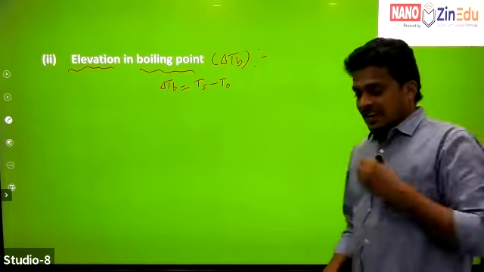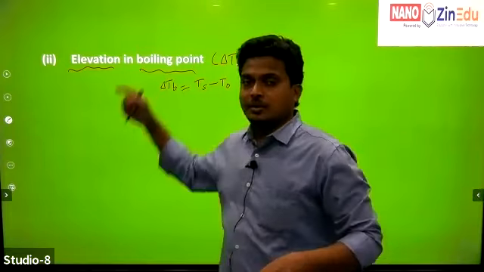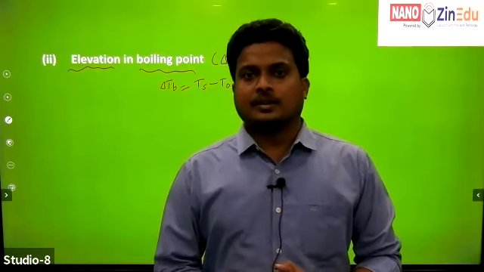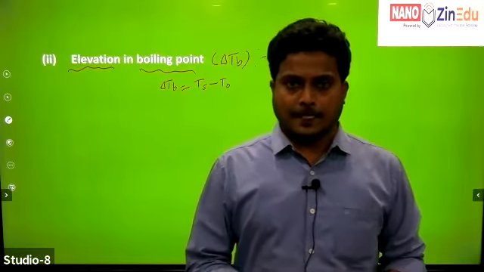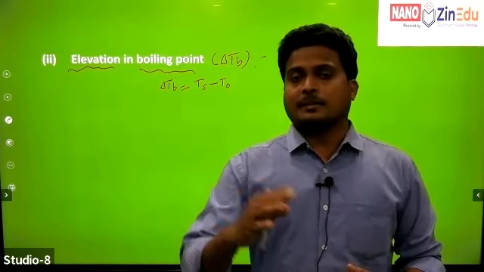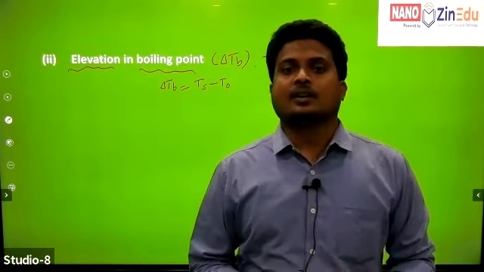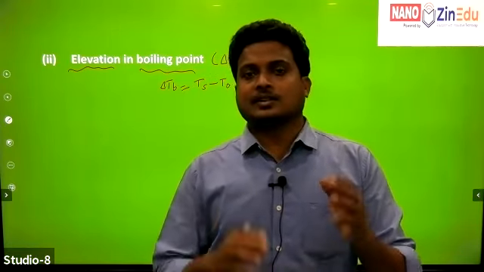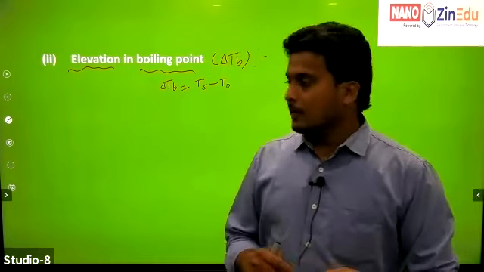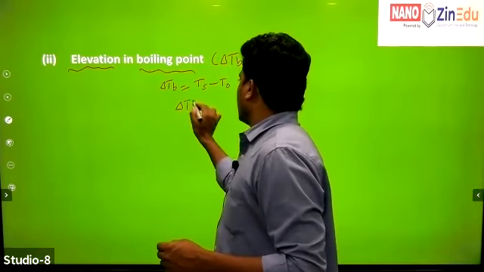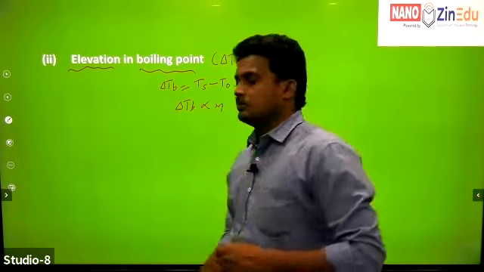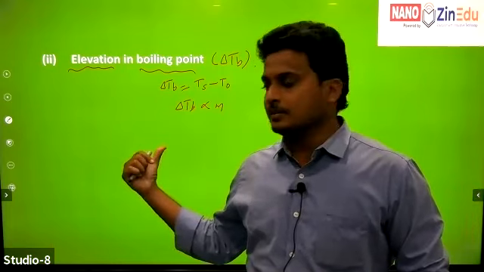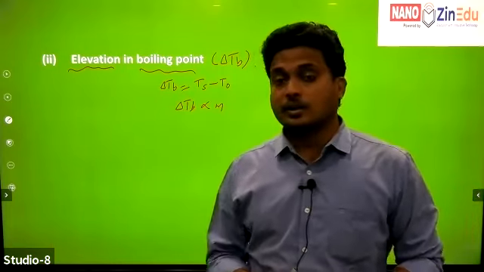Next one, as concentration, all these are the same. Elevation in boiling point, lowering of vapor pressure, osmotic pressure, depression in freezing point, all colligative properties mainly depend on the number of solute particles or concentration of the solution. Therefore delta TB here is directly proportional to molality. Here we are using the concentration term molality, not molarity.